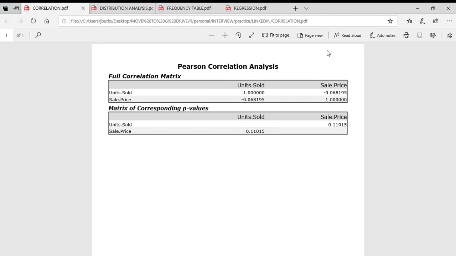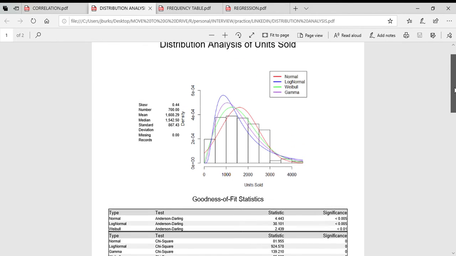What's also interesting about this report is it also gives you the corresponding p-values in a matrix. This p-value lets you know whether or not your correlation coefficient is significant. And we have here 0.11015, and if we use the level of significance of 0.05, we would not reject the null hypothesis because the p-value is greater than the level of significance. So this is letting us know that the correlation coefficient is not statistically significant, okay, which goes hand in hand with the weak Pearson correlation between the units sold and the sale price. Okay. Now, the next report that was outputted is the distribution analysis for units sold.